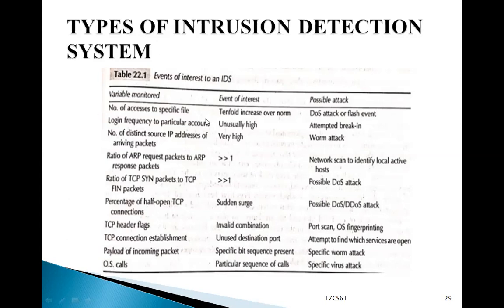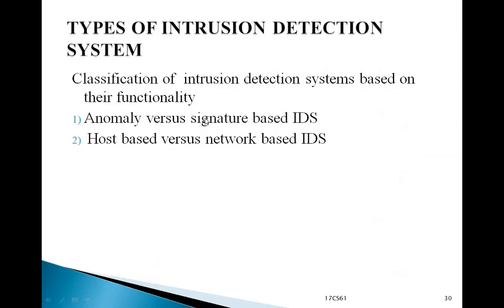Coming to the classification of intrusion detection systems, there are two types of intrusion detection systems based on their functionality. One is anomaly versus signature based IDS, and the second one is host based versus network based IDS. The first is anomaly based IDS. These are the types based on their functionalities.